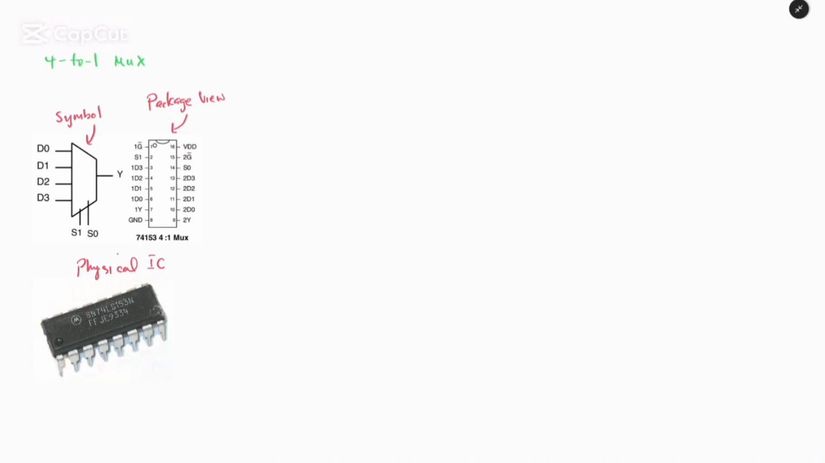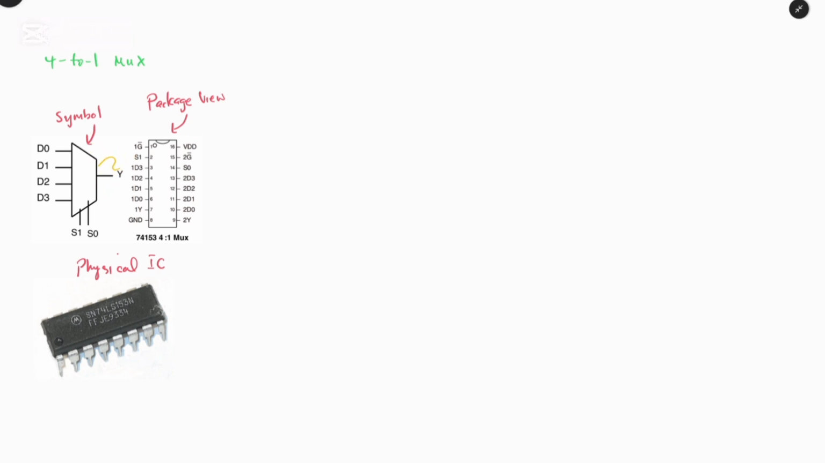In our previous video, we talked about a multiplexer. We discussed the 2 by 1 multiplexer and the 4 to 1 multiplexer. I will just give you a highlight about the physical chip. So the multiplexer itself can be found in an integrated chip.